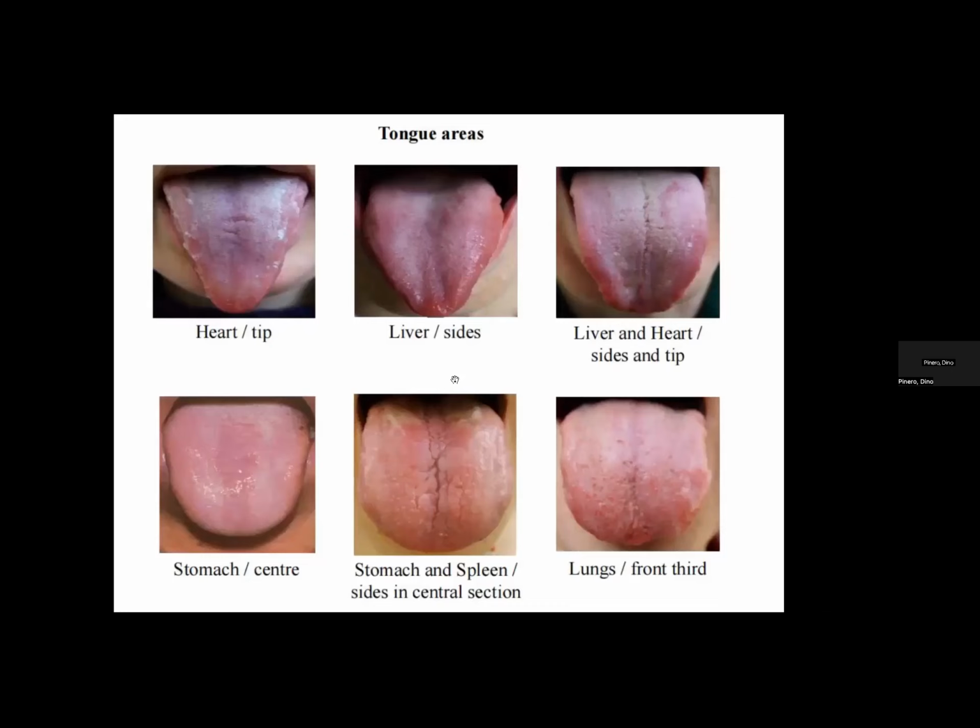So, here in the pictures, we have the heart. At the tip, we can observe a reddish coloration. Then on the sides, we have the liver, also with reddish coloration. In the third picture, we can see the liver and heart, the sides and the tip. In the fourth, we have the stomach, which is in the center area. In the fifth, we have the stomach and spleen. We could observe the sides and the central section. On the sides, there is inflammation. In the central section, there is a tongue crack. And in the last picture, we have the lungs. In the front third, as you can see, there is swelling in the lung area.